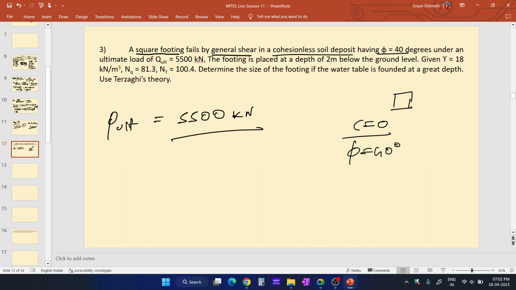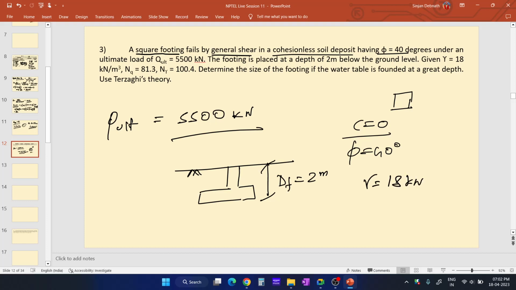The footing is placed at a depth of Df equal to 2 meters below the ground level. The unit weight of soil is 18 kilonewton per meter cube. Nq, the bearing capacity factor for the surcharge part, is 81.3, and N gamma is 100.4. We have been asked to determine the size of the footing if the water table is found at a great depth.